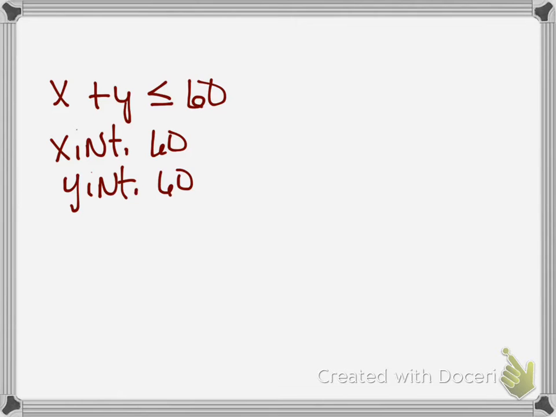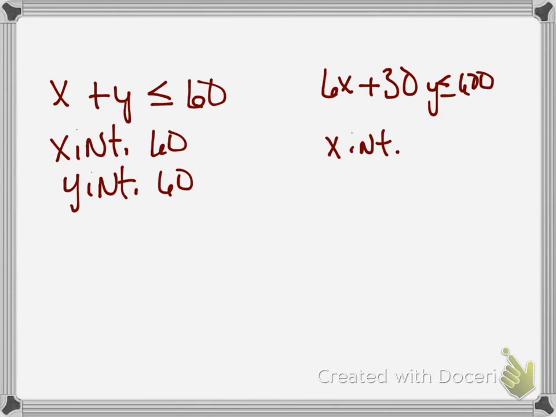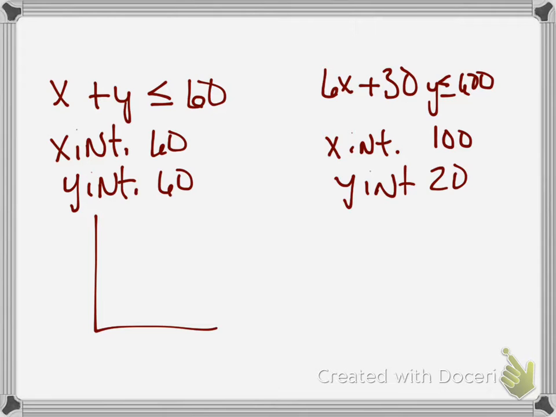The other one was 6x plus 30y is less than or equal to 600. Square meters, square meters, square meters. If you divide the 600 by 6, you get an x-intercept of 100. And if you divide 600 by 30, you get a y-intercept of 20. What that means is there should be a line that crosses this one at 60, 60. 60 here, 60 here, like that.